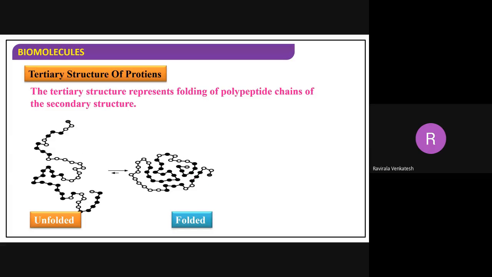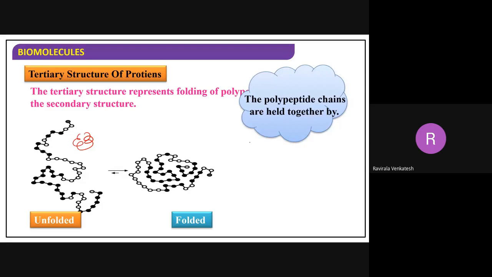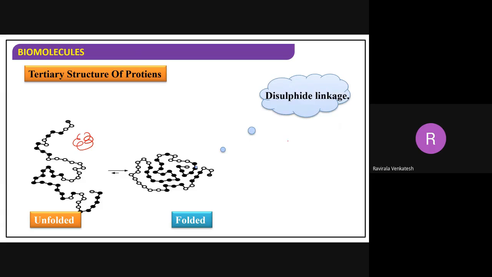Next, the tertiary structure of the proteins. The tertiary structure represents further folding of polypeptide chains. Something unfolded, now folded like this. The polypeptide chains are held together by what? For example, can you give one example of a sulfur-containing amino acid? Give one. Methionine and cysteine.